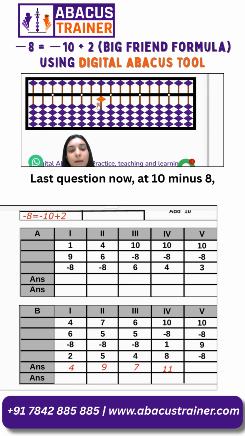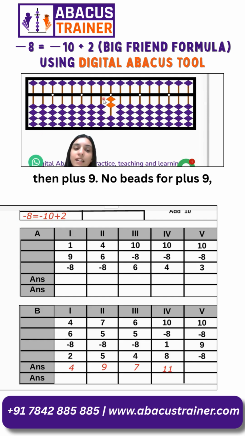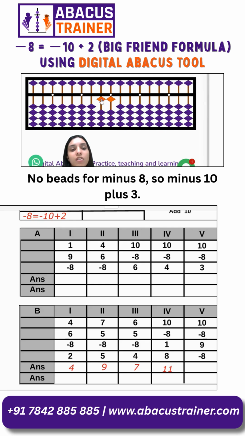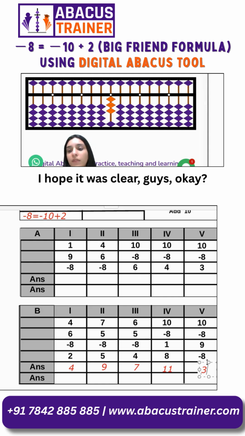10 minus 8. Do I see beads for minus 8? No. So formula of minus 8 minus 10 plus 2, then plus 9. No beads for plus 9. So formula of plus 9 plus 10 minus 1. Now minus 8. No beads for minus 8. So minus 10 plus 2. My answer is 3. I hope it was clear, guys.